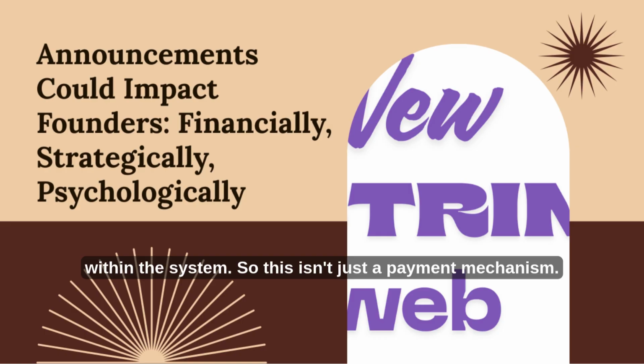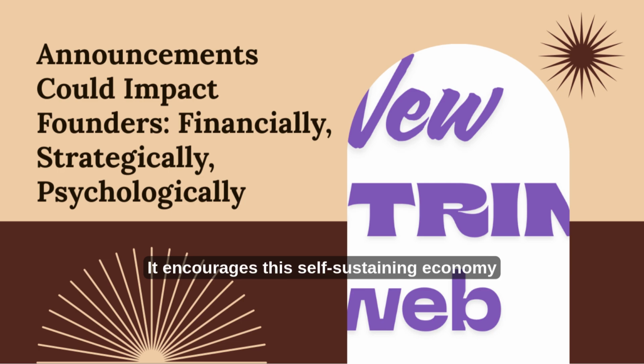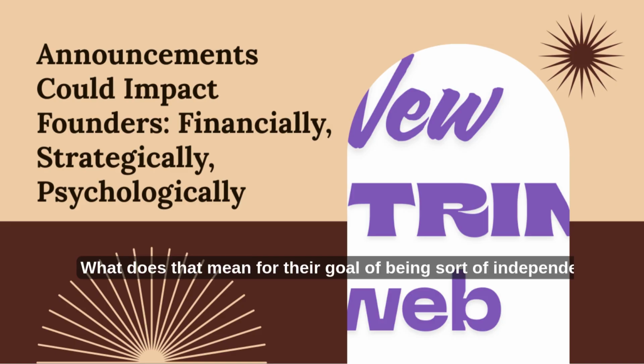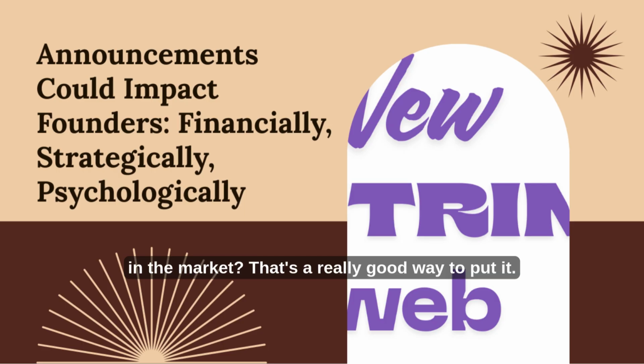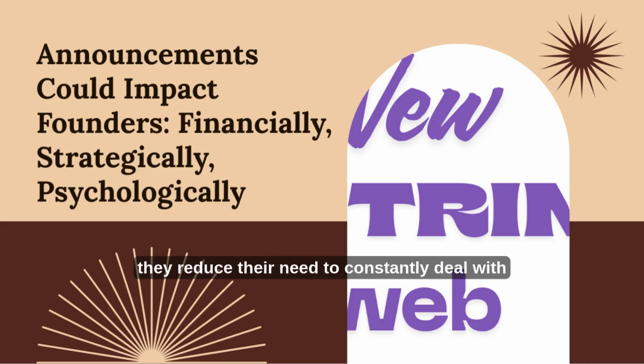So this isn't just a payment mechanism. It sounds like it fundamentally shapes their whole economic model. It encourages this self-sustaining economy inside OnPassive. What does that mean for their goal of being sort of independent in the market? That's a really good way to put it. This system is key to making OnPassive economically self-sufficient. By keeping the value circulating internally, like you said, they reduce their need to constantly deal with external currency exchanges. It streamlines things for them, strengthens their internal economy. It helps them build this robust, independent ecosystem that's maybe less vulnerable to shocks in the wider market.